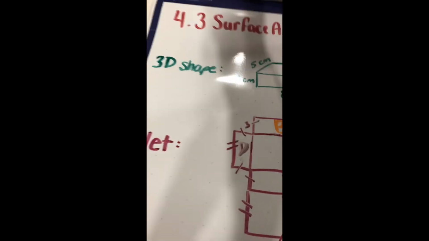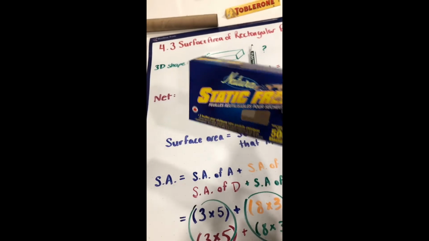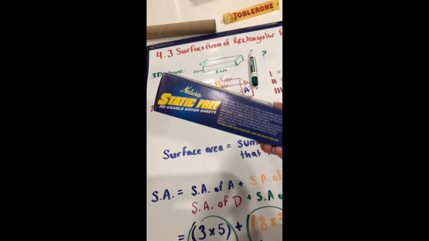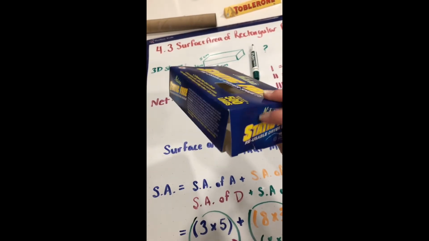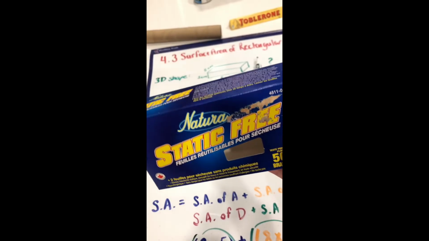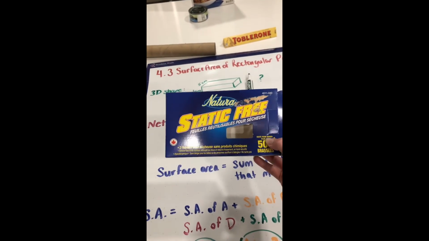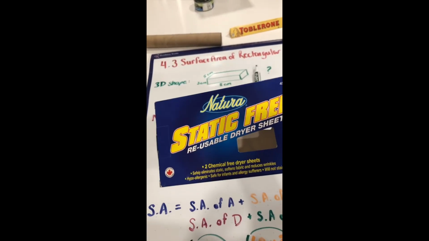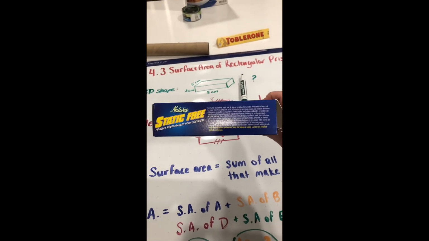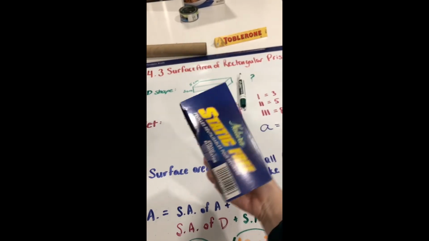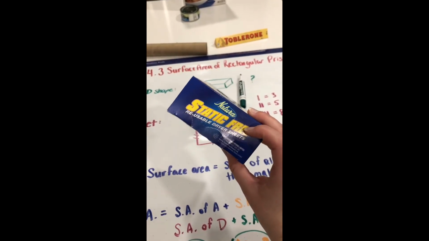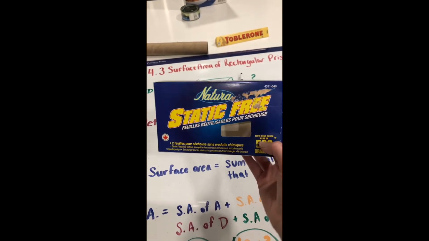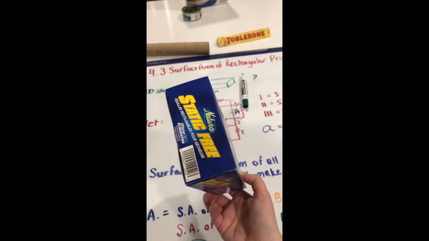So I have a real life rectangular prism here. You might have one in your house. You might be able to find a cereal box, a Kleenex box, something that is a rectangular prism. Okay, and so we can see that this side is the same as this side. This side is the same as this side. And this side or face is the same as this face. Okay, so we know that there's 2 of each type of face.